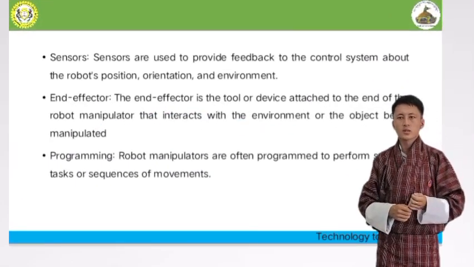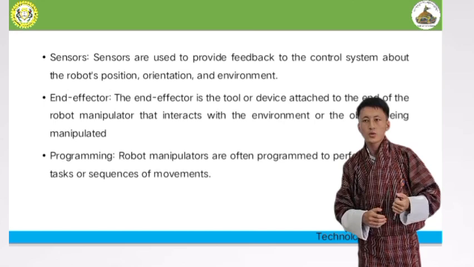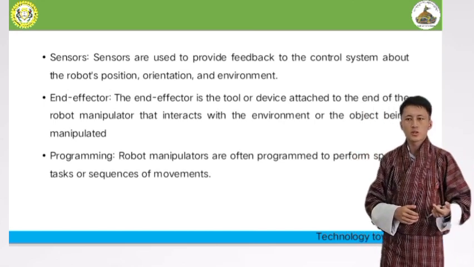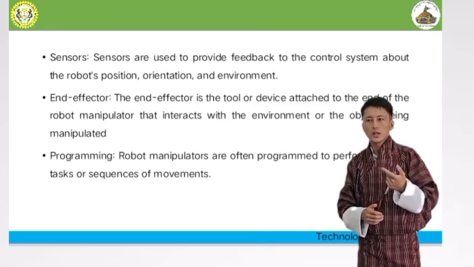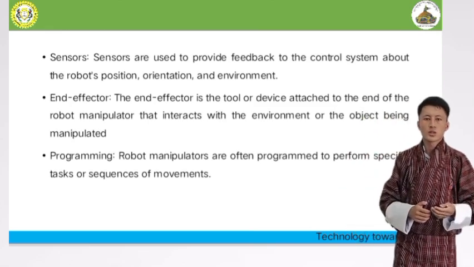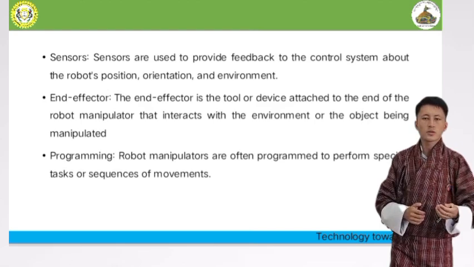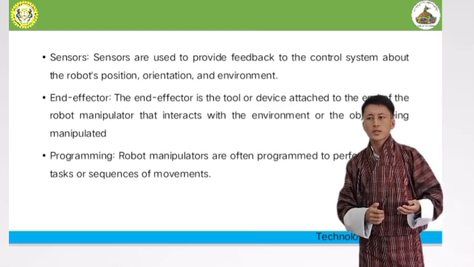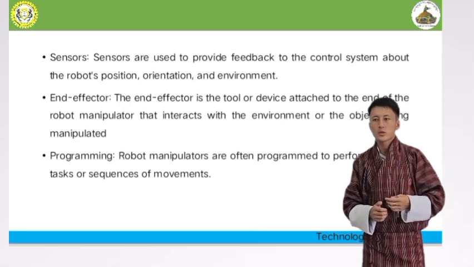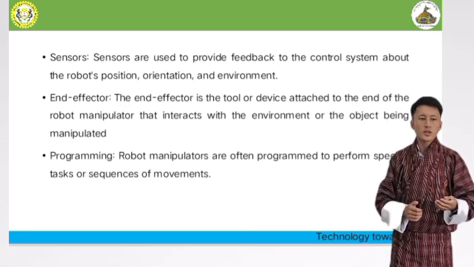And we have the sensors. Sensors are used to provide feedback to the control system about the robot's position, orientation, and environment. Common sensors include encoders, potentiometers, and force sensors. This feedback is essential for precise control and to ensure the robot manipulator performs its tasks safely and accurately.